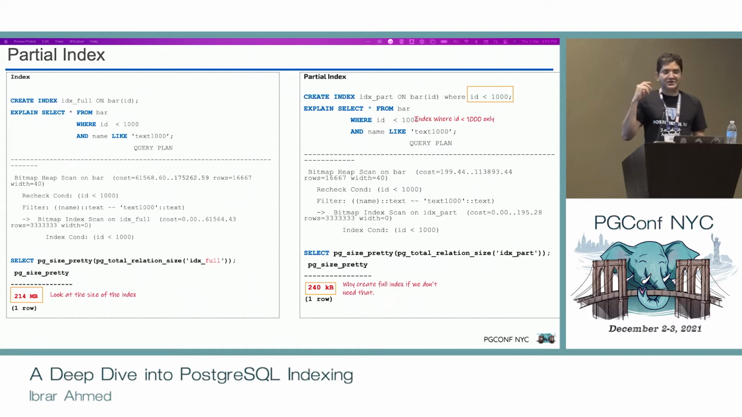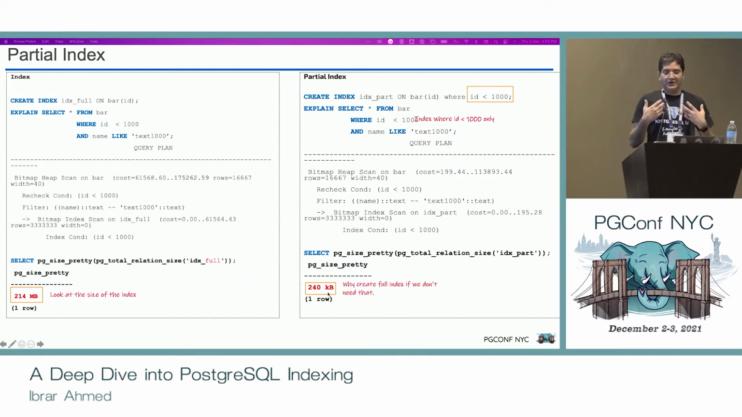Like here, create index idx on bar (id). We are creating an index on the bar table with no where clause, so it creates an index on the whole table, and you can see the size is 214 MB. And here I put create index idx_part on bar (id) where id is less than 1,000. So you can see the total size is 240 KB.